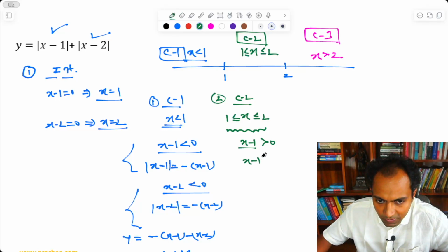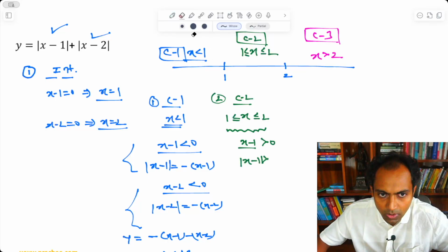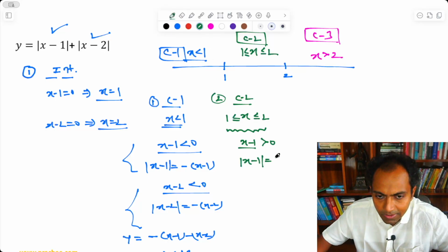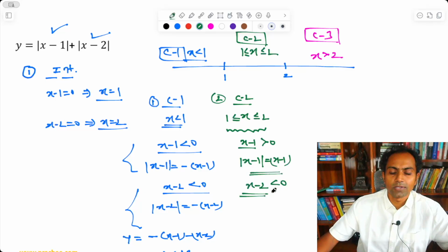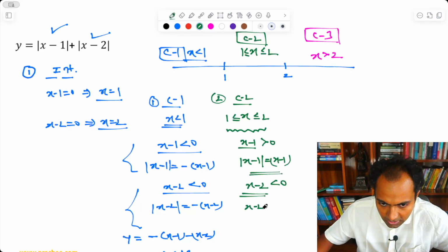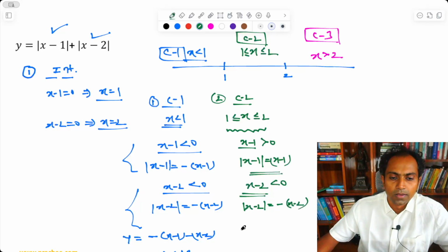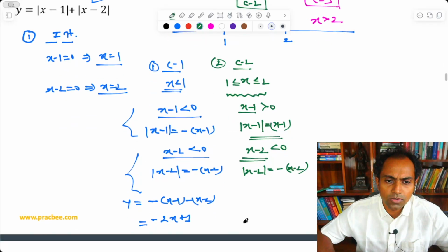So in this case, since this is greater than 0, you can write this as nothing but plus x minus 1. Similarly, if I look into the second part, the value of x minus 2, if you put values now, this would be negative. You can check by putting 1.5 minus 2. So this time, since it is negative, this modulus will now open with a negative sign, because the quantity inside it is negative. Once you have understood this, using this we can figure out the value of y.